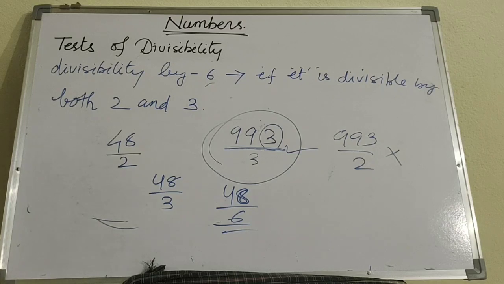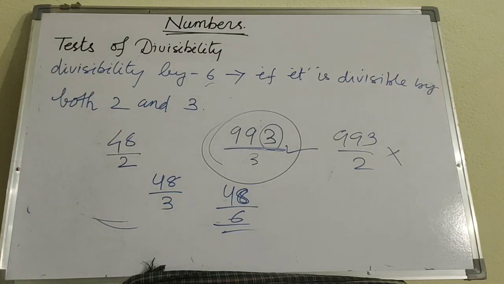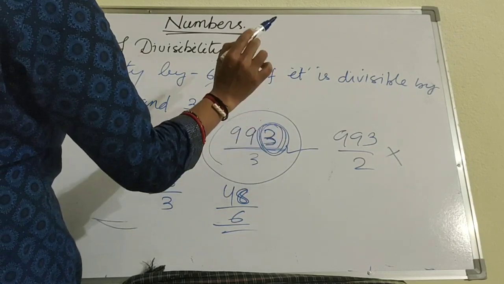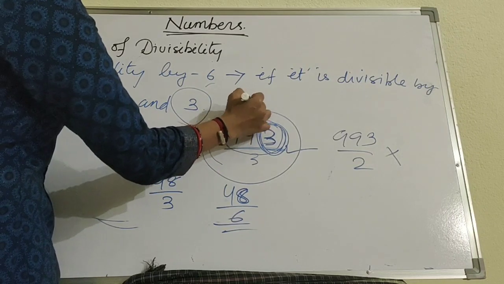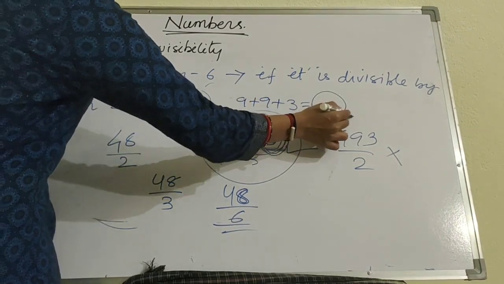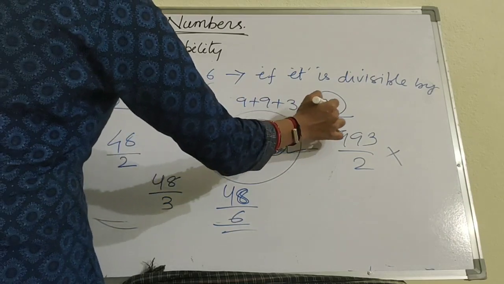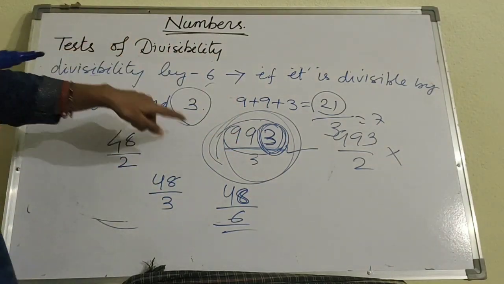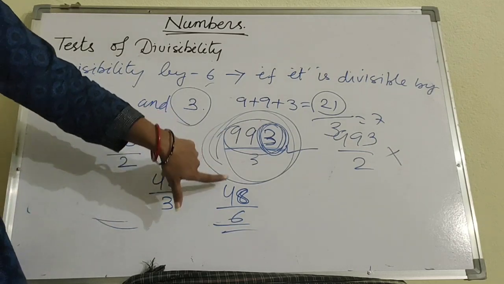So let me remember again the formula. The rule for 2 is if in units place 0, 2, 4, 6, 8 is there, that means that number is divisible by 2. Here in unit place 3 is there, that means it is not divisible by 2. Next, the rule for 3 is, suppose a number 993. We add the digits and if the result is divisible by 3, that means that number is divisible by 3. So 9 plus 9, 18, 21. 21 is divisible by 3. That means 993 is divisible by 3 but not divisible by 2. That means it is not divisible by 6. And 48 is divisible by 2 as well as divisible by 3. That means 48 is divisible by 6.